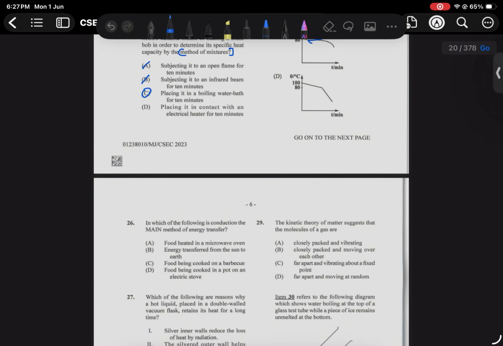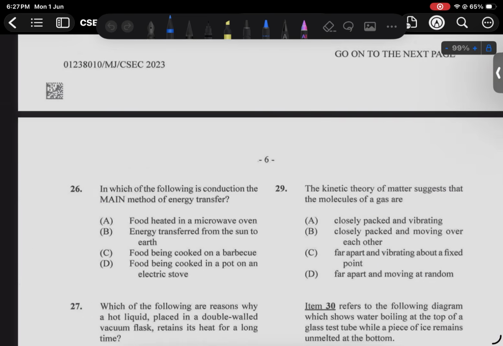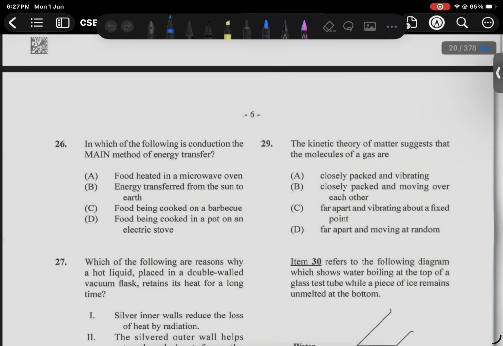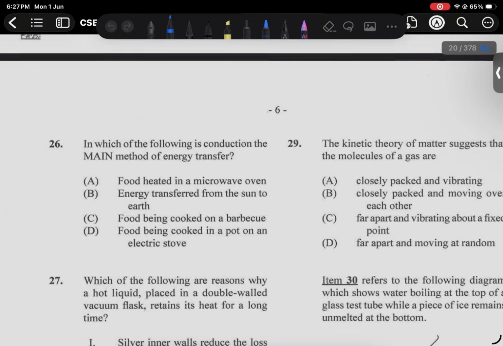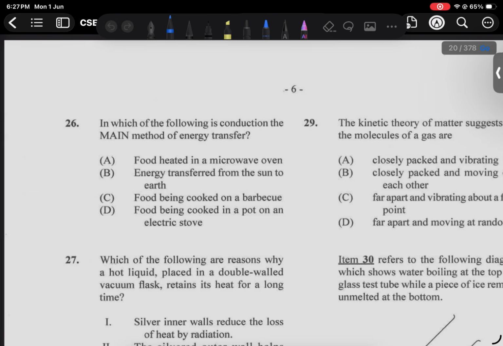In which of the following is conduction the main method of energy transfer? Conduction is heat transfer by adjacent particles. So food being cooked in a pot on an electric stove.